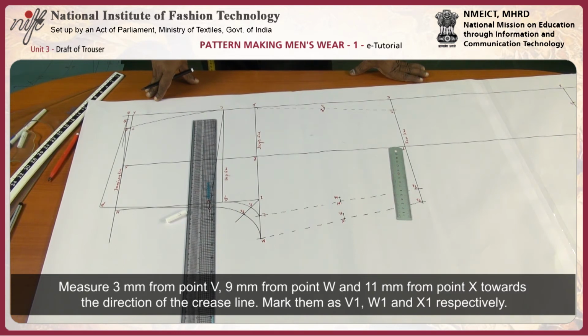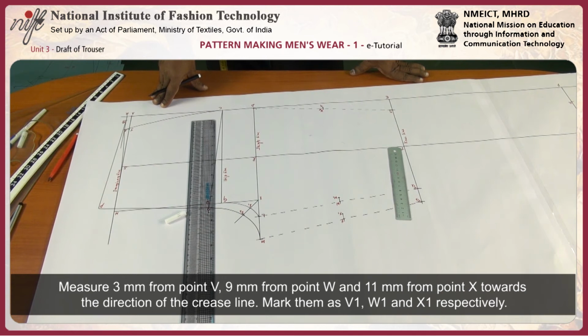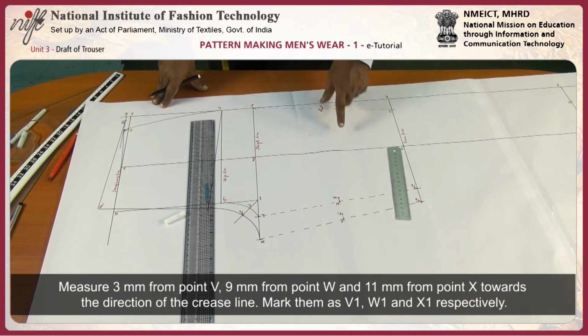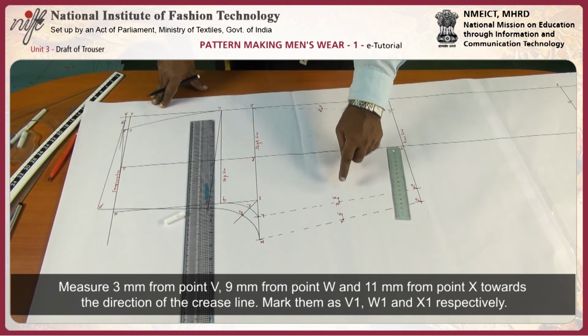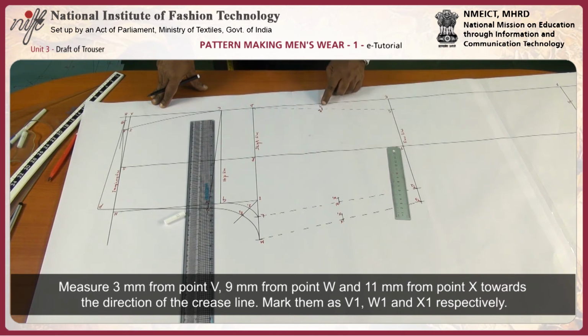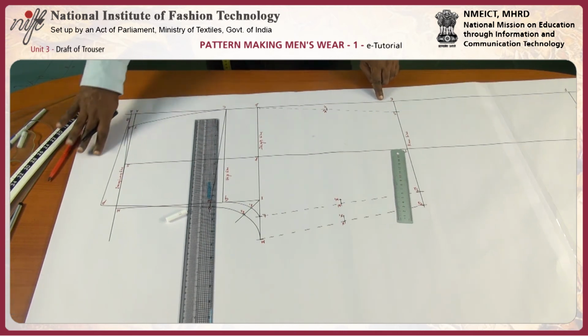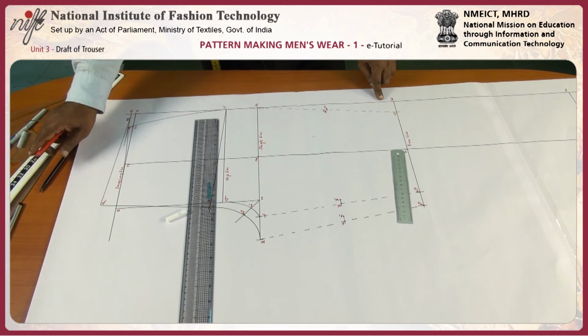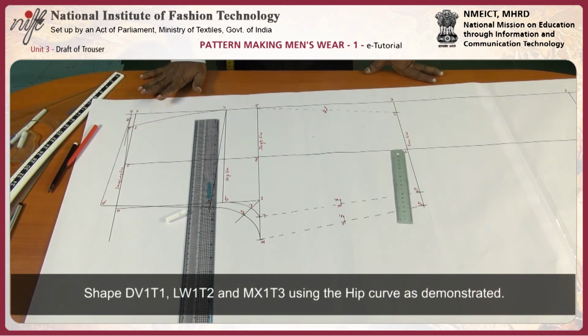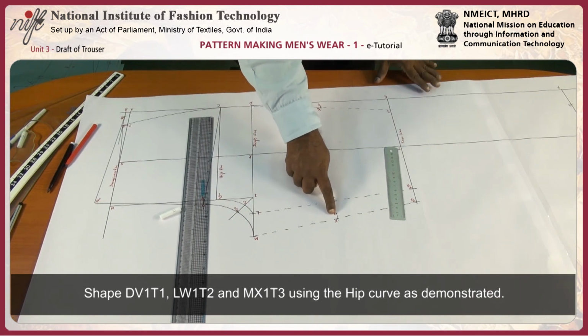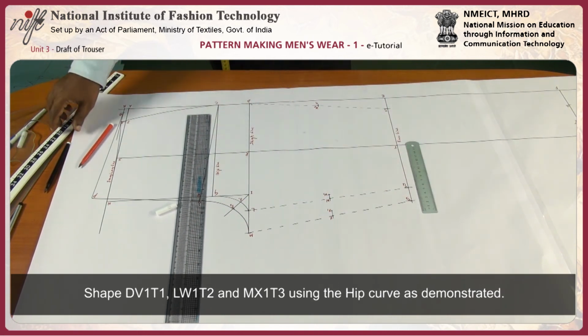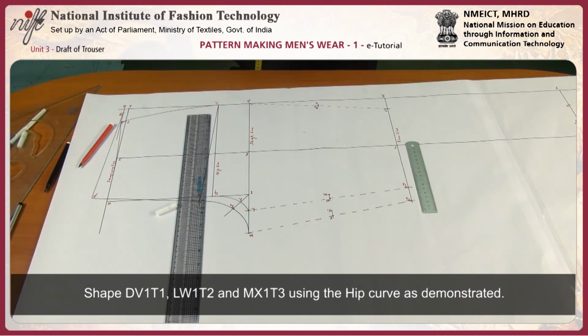See these measurements to be measured from X towards the direction of the crease line, W also towards the crease line and V1 towards the reference line. Shape DV1 T1, LW1 T2 and MX1 T3 with the help of hip curve as demonstrated.